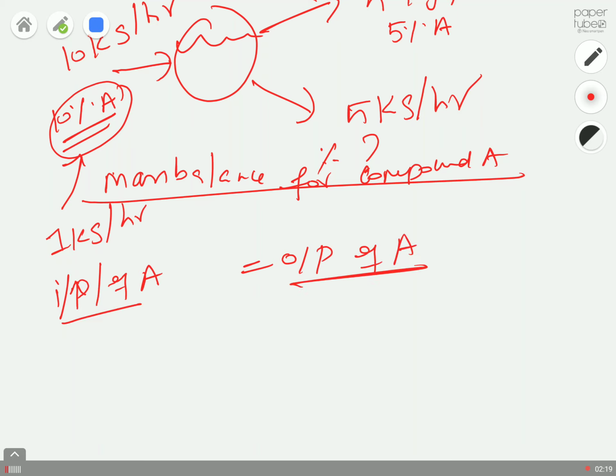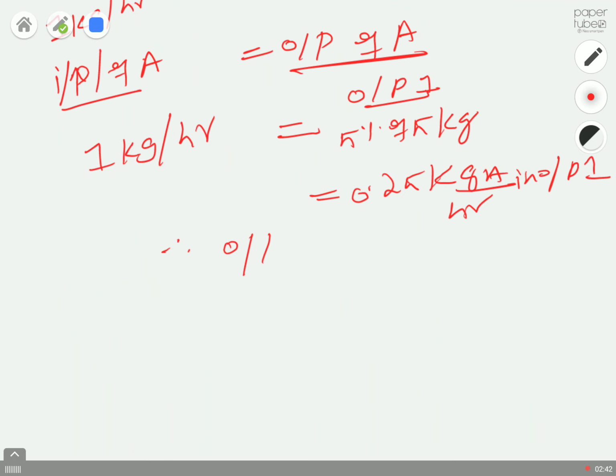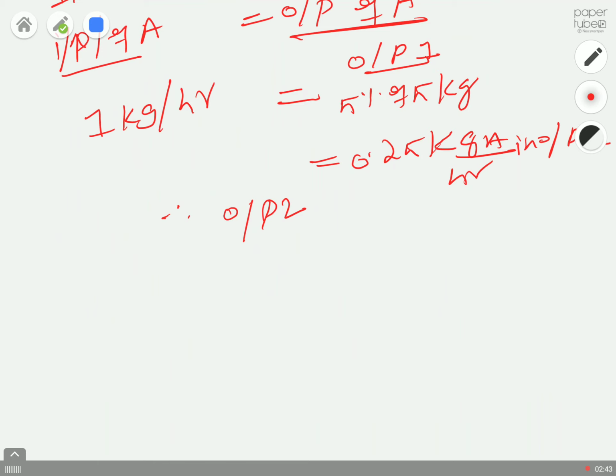So we know 10% of 10 kilograms per hour is 1 kg per hour. So in output stream 1 we get 5% of 5 kg, so that should be equal to 0.25 kg of A per hour in output stream 1. So therefore, output stream 2 should be equal to input minus output 1.